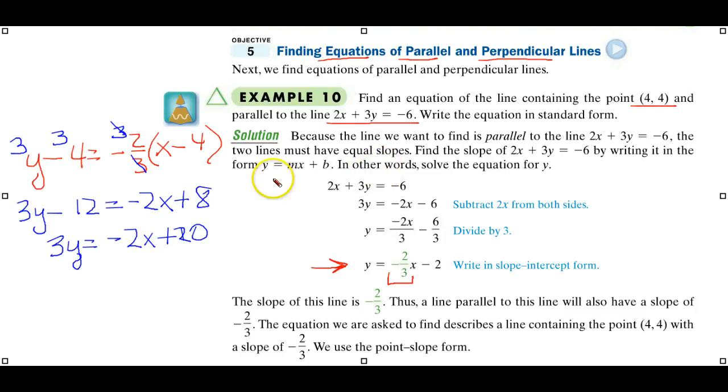Now they want the answer in the form y equals mx plus b. That is slope-intercept. So we just have to solve for y now by dividing everything by 3. And we get y equals a negative 2/3 x plus 20/3. Now notice it has our new slope, and it's going through these points right here.